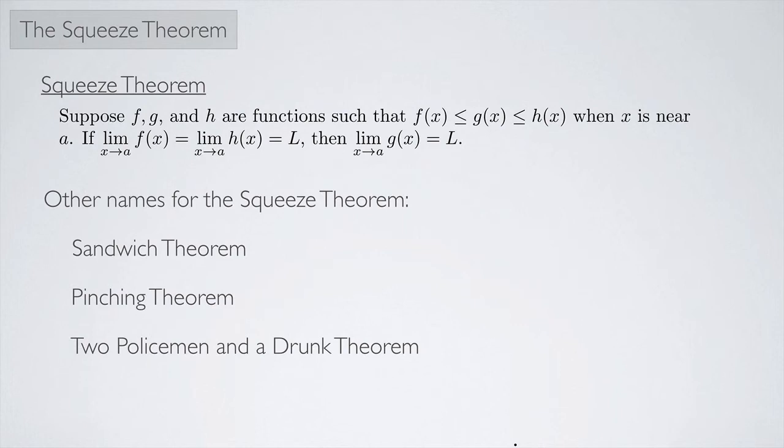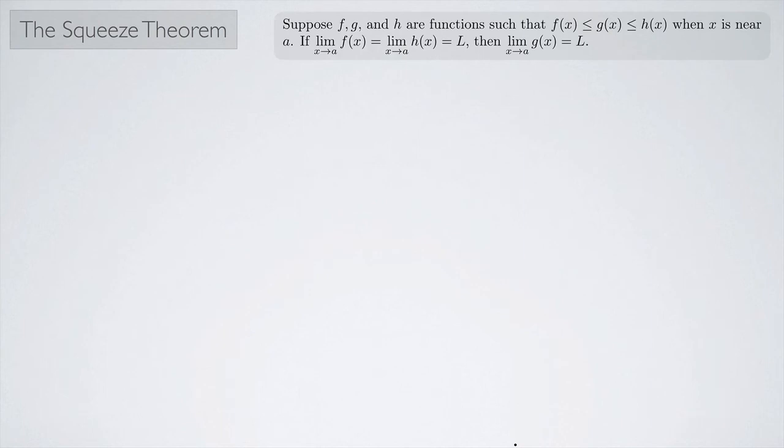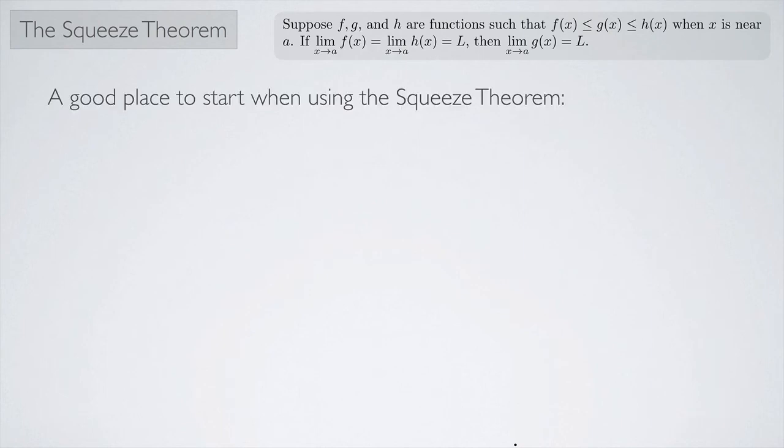But all of these pertain to the same idea of taking a function and sandwiching it or squeezing it between two other functions, and then if the limit of the outside functions are the same, then the limit of the inside function also has to be equal to that. So let's look at one more example here. Here's the Squeeze Theorem again. You might have noticed that a good place to start with the Squeeze Theorem is to look at these trig functions, sine and cosine. They both oscillate between -1 and 1.